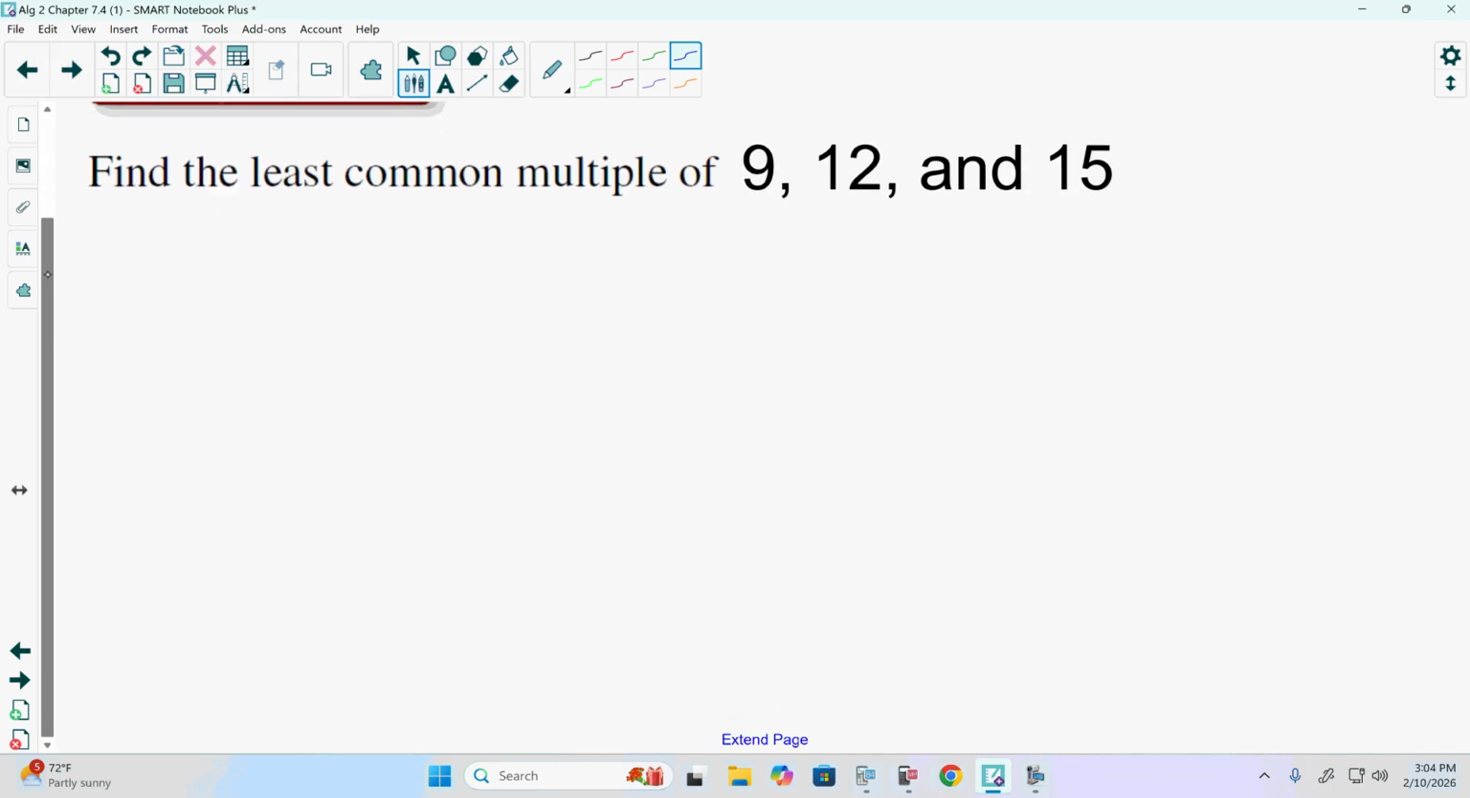9, 12, 15. So let's look at the prime factorization of 9 first. What multiplies together, other than 1, that gives us 9? 3 times 3. 3 and 3 are both prime, so we just say the prime factorization is 3 times 3, or 3 squared.